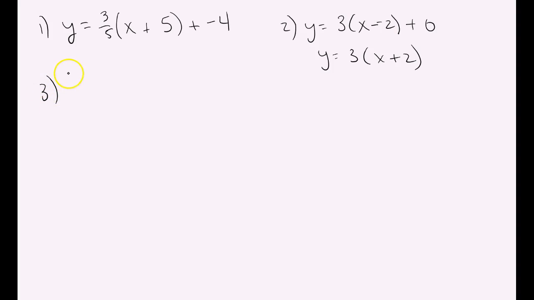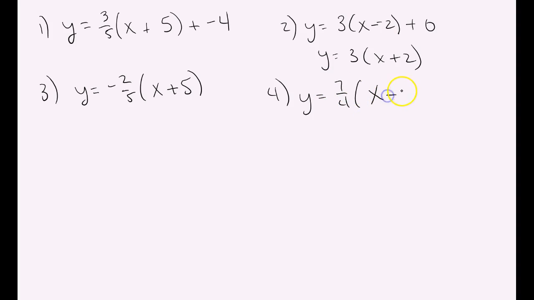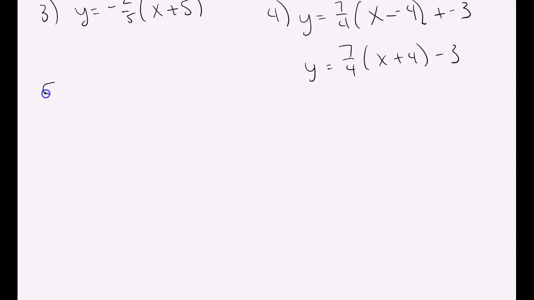Number 3, y equals -2/5 times x minus -5 again, and then plus 0. And then the last one is y equals the slope 7/4 times x minus -4 plus -3. So if you want that one to look pretty, it would be x plus 4 and then -3. So your teachers are probably going to want to see this, especially if you're in pre-AP. Okay? All right, number 5.